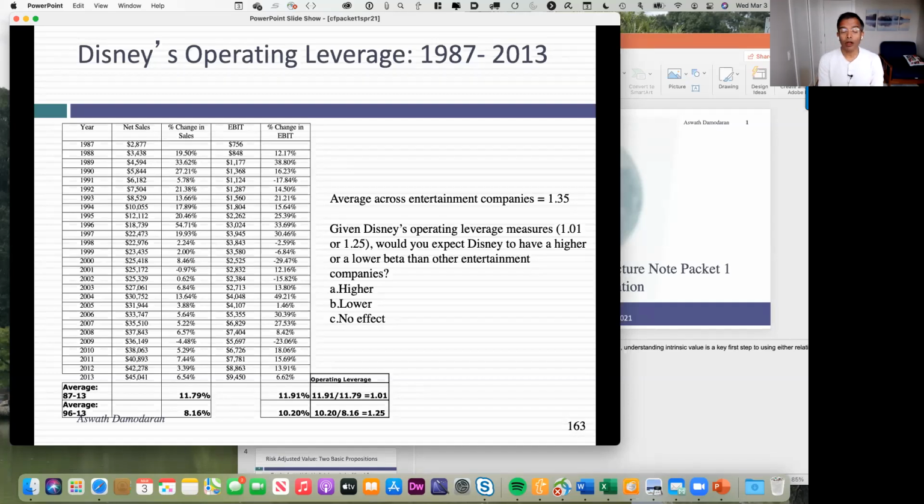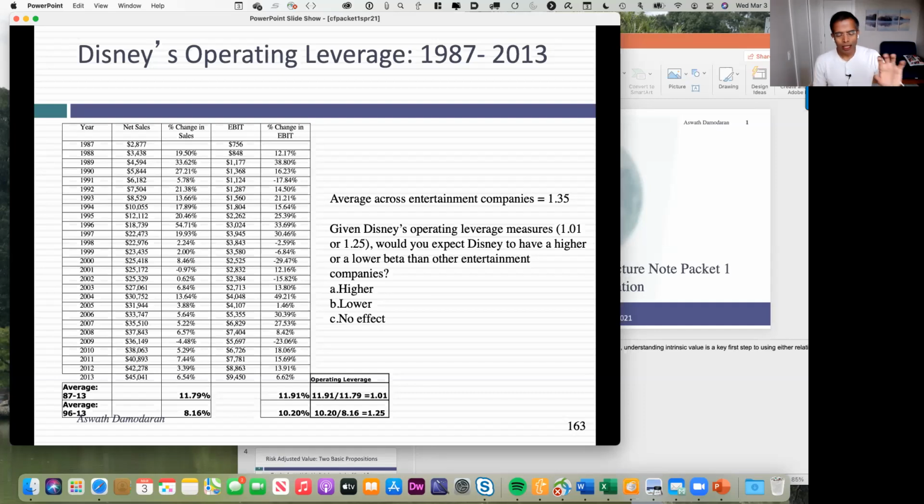Now, I'll be quite honest, when I computed these numbers and I looked at them and I said, is that a high number? Is that a low number? I had absolutely no idea. I had nothing to compare it to. So here's what I did. I took all entertainment companies and I computed this ratio for every one of them using 10 years of data. There were like 50 companies, for each company using 10 years of data. And the average across those companies was 1.35.